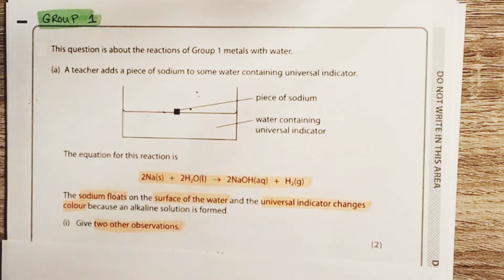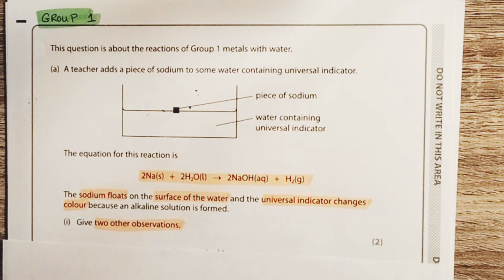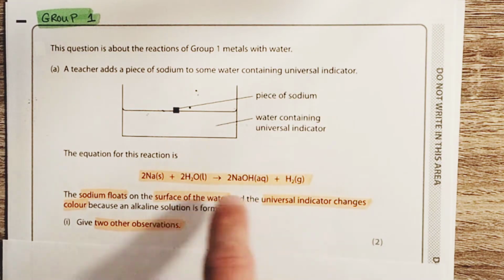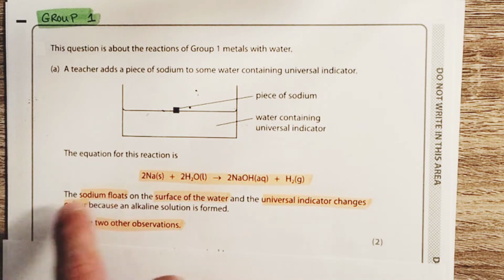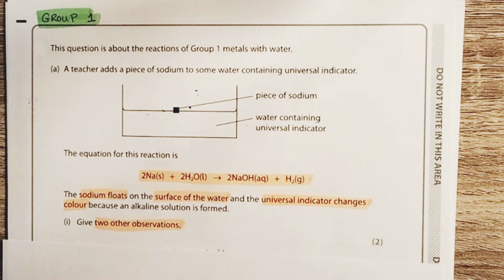Okay, so a teacher adds a piece of sodium to a tank of water with some universal indicator, and they've got the equation for the reaction taking place, and they've told us that the sodium floats on the surface of the water and that the universal indicator changes colour. We'll come on to the colour later to show that an alkaline solution has formed. We've got to give two other observations other than that the sodium is floating. We're mainly focusing on the metal here.